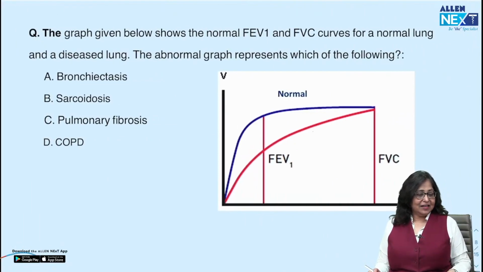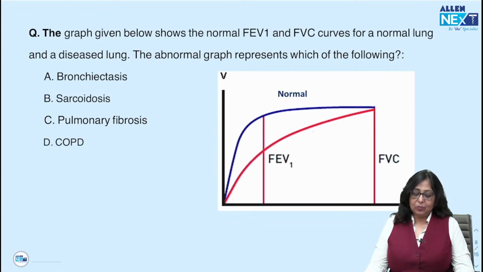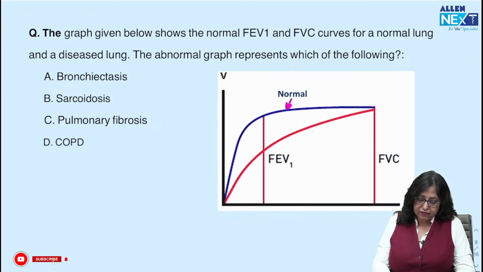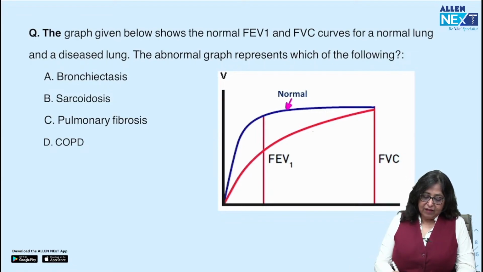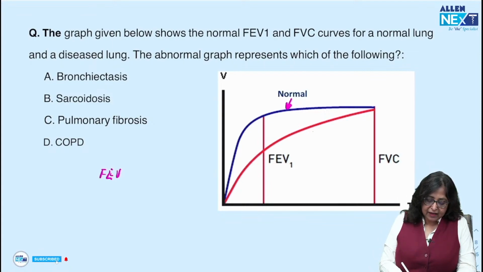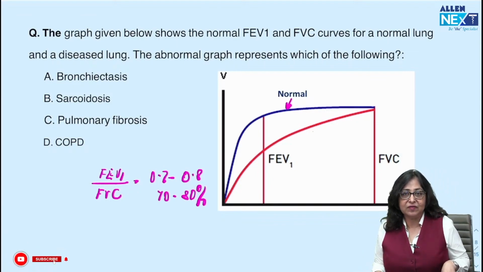Let's look at the next question. The graph given below shows the normal FEV1. So you've got forced expiratory volume of air at the end of 1 second. This is the normal graph here. And you've got the forced vital capacity. So FEV1 and the FVC curves for a normal lung and a diseased lung. How much is normal FEV1 by FVC ratio? This is 0.7 to 0.8 or 70 to 80%. This is a normal FEV1 by FVC ratio.